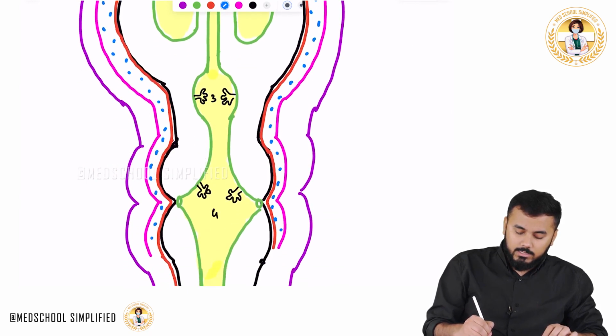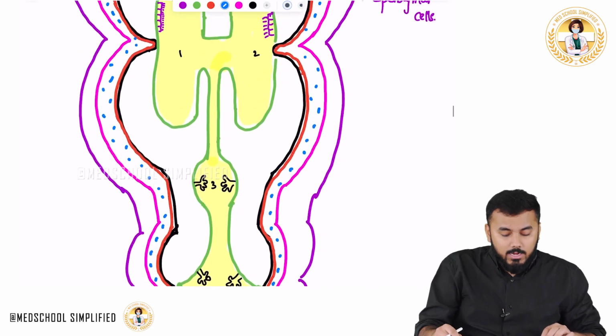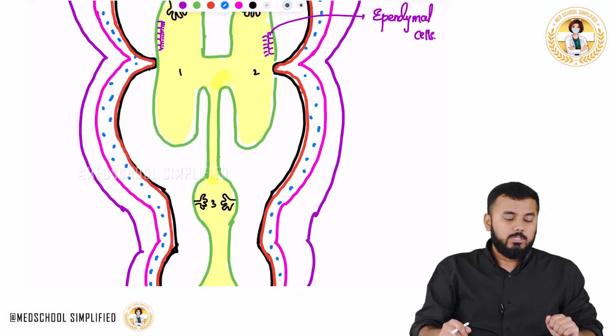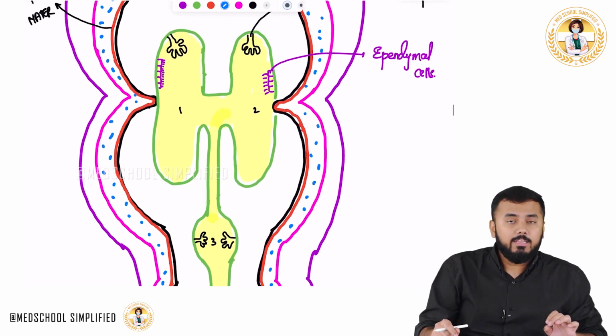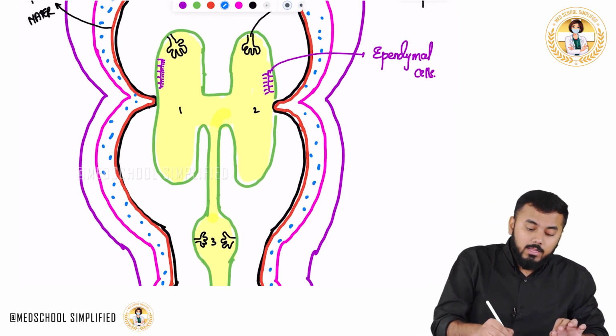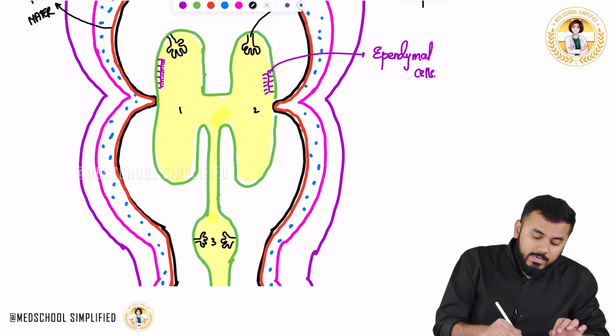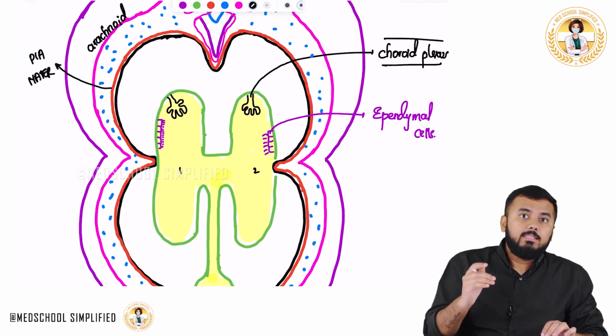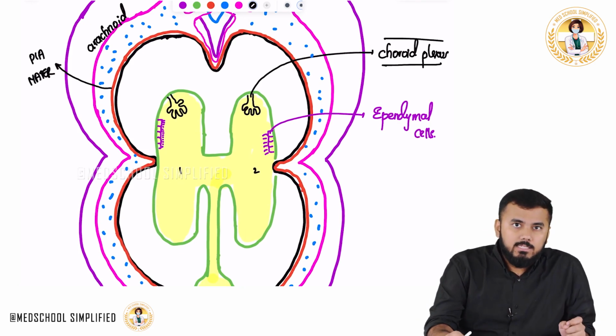So this is the CSF that is present in the subarachnoid space. Now, what is the important thing you have to know? The first important thing is: where is CSF secreted first of all? The CSF is first secreted by this choroid plexus. You see the choroid plexus over here, right? This is the choroid plexus which will release the CSF.